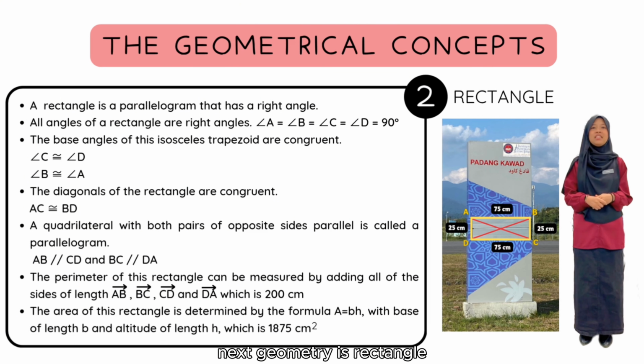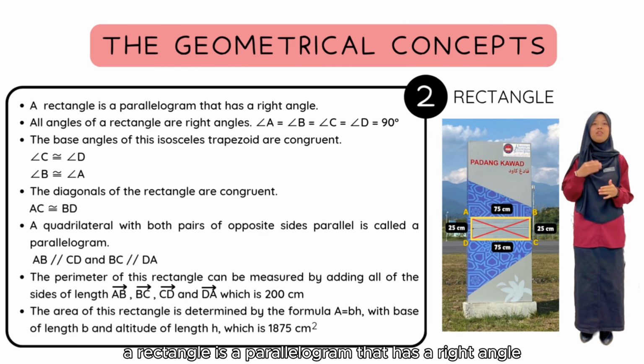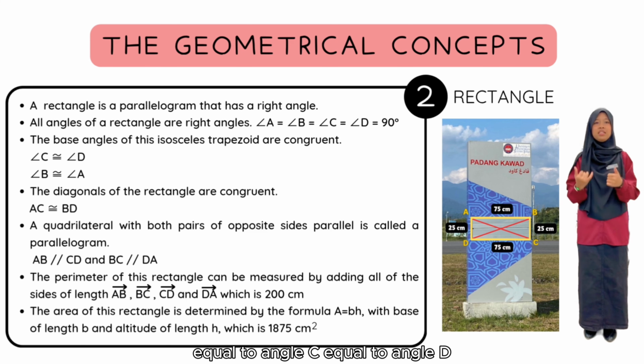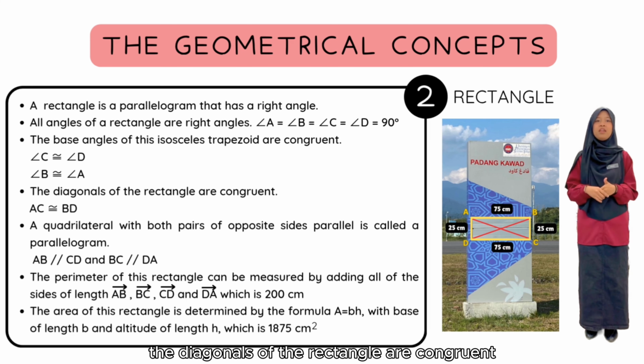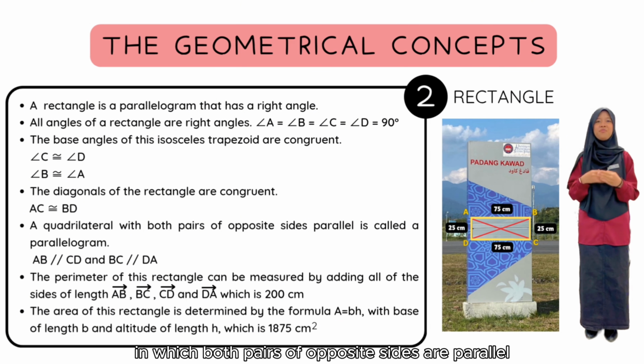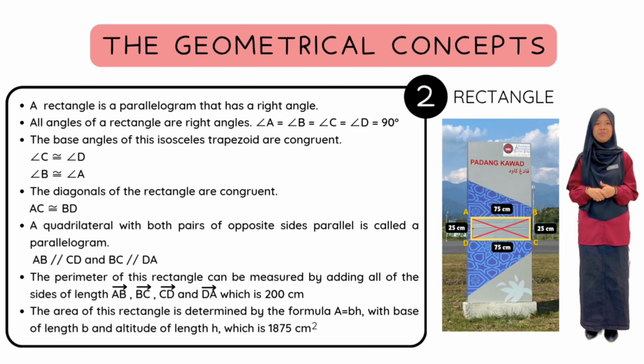Next geometry is the rectangle. A rectangle is a parallelogram that has a right angle. All angles of a rectangle are right angles, which is angle A equal to angle B equal to angle C equal to angle D. The diagonals of the rectangle are congruent. A quadrilateral with both pairs of opposite sides parallel is called a parallelogram.